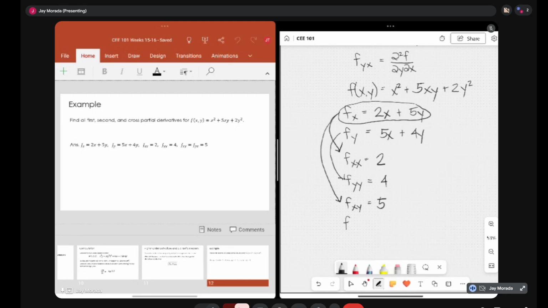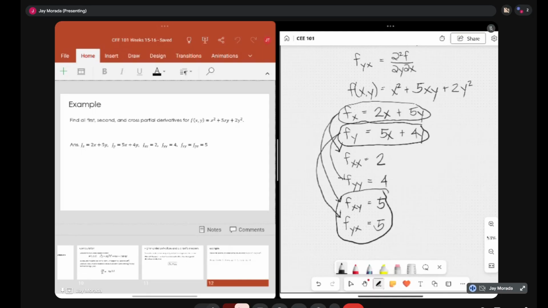Now, what about the reverse? Let's say f sub yx. We can use f sub y that we solved earlier, then differentiate it with respect to x this time. 5x will become 5 and 4y is treated as constant, therefore its derivative is 0. As you can see, the mixed partial derivatives f sub xy and f sub yx yield the same result.